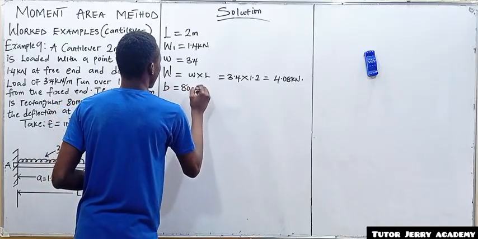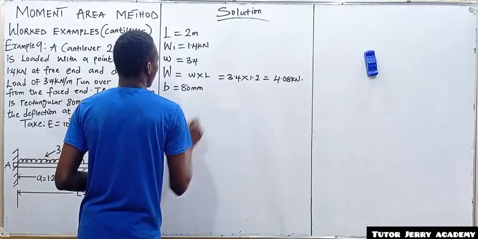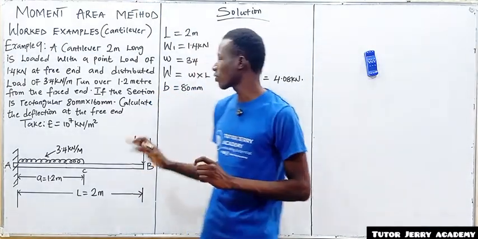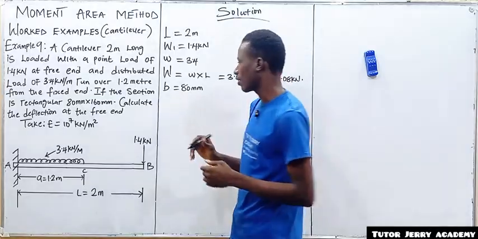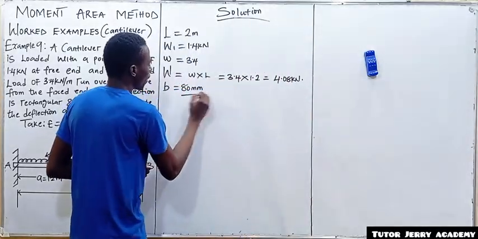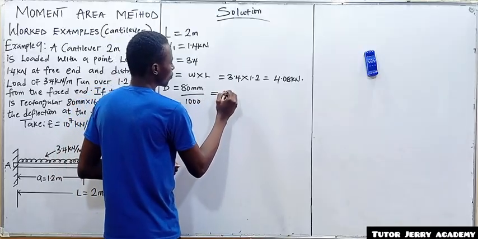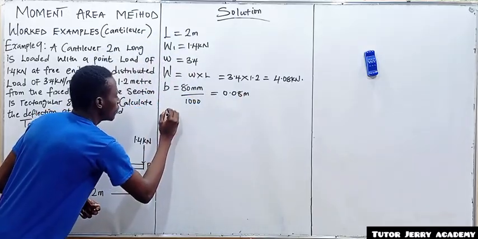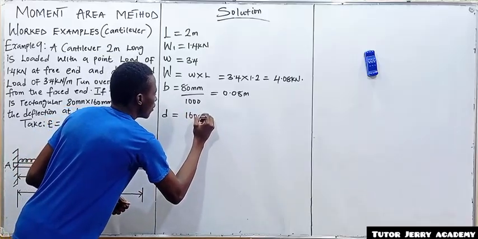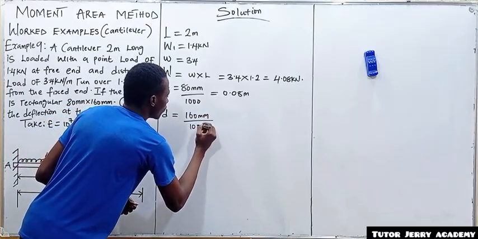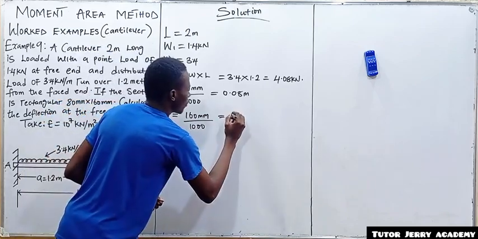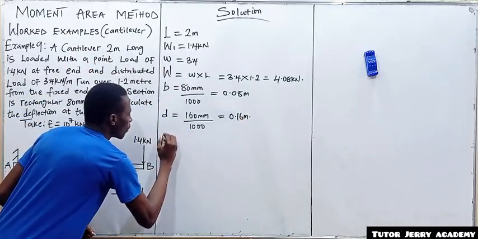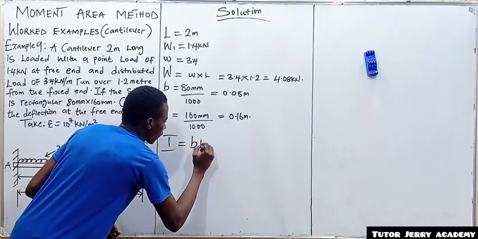So B is equal to 80 millimeters. We need our units to be in meter when we calculate, so we are going to convert all units in millimeter to meter. If we convert 80 millimeter to meter, we divide by 1000. This will be equal to 0.08 meter. So we have D, our depth, equals to 160 millimeter. When we convert to meter, this will be equal to 0.16 meter.